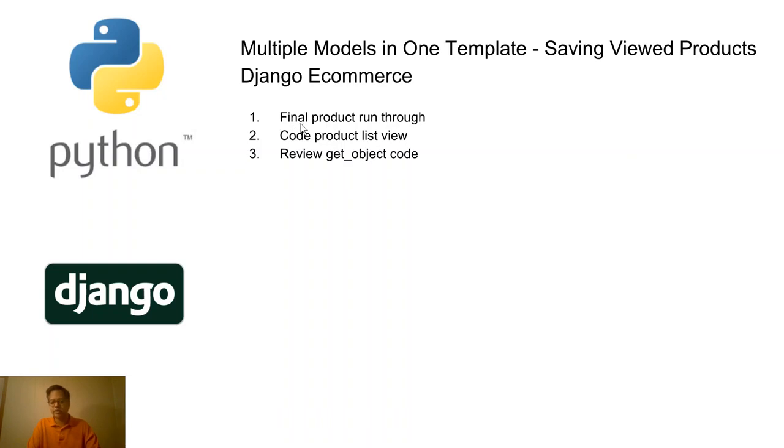First thing that I want to do is run through the final product site and just show you how it works. The second thing is I will actually try to code the product list view, and then finally we'll review this get object code, which takes the product object that the user is looking at and actually puts it into the group of user viewed products. So that's what we'll begin with today. And let's begin.